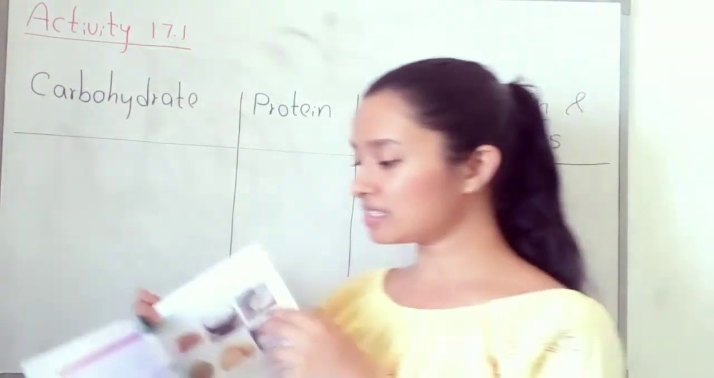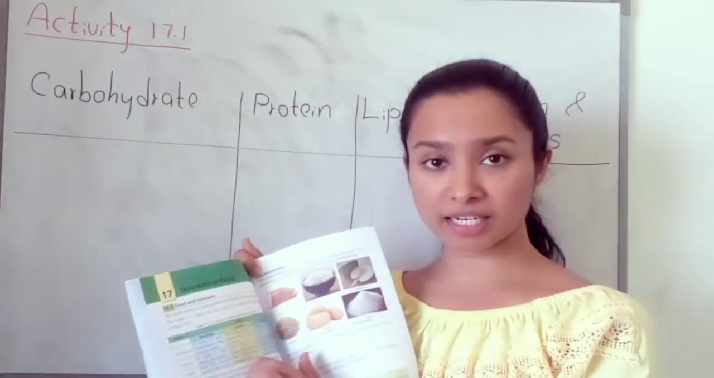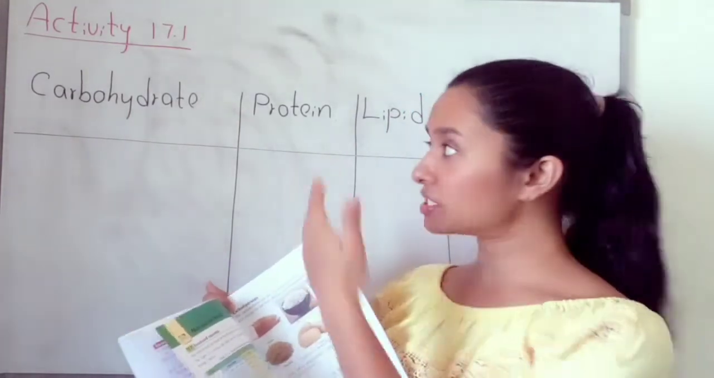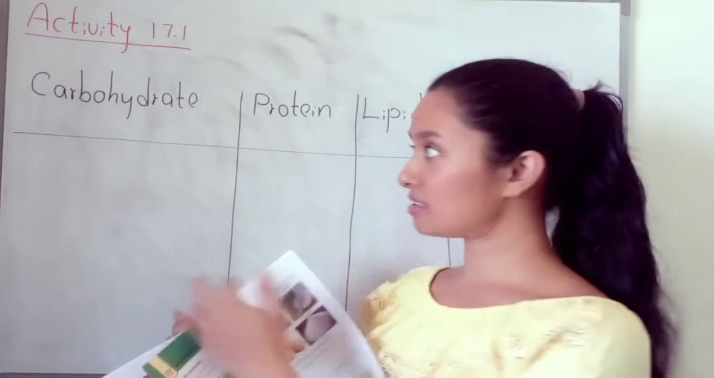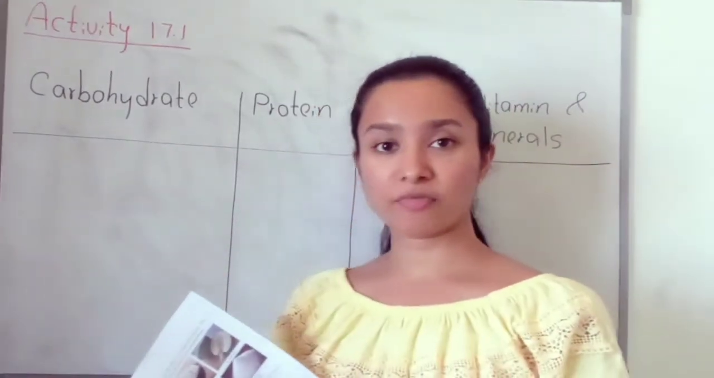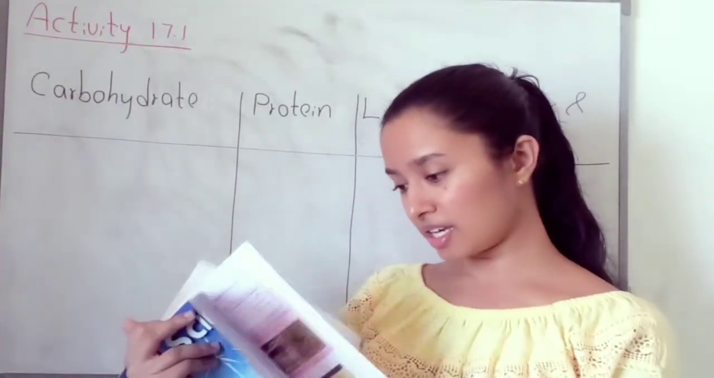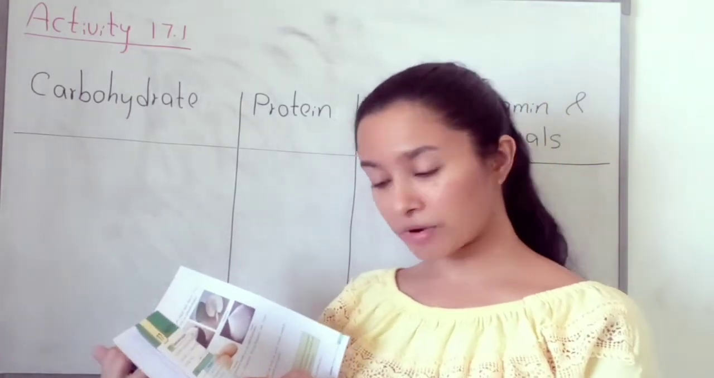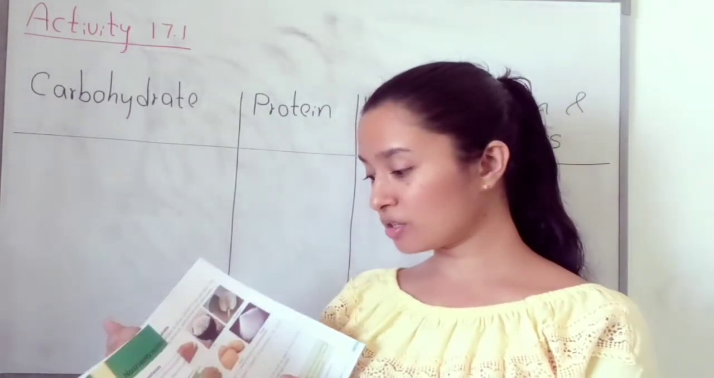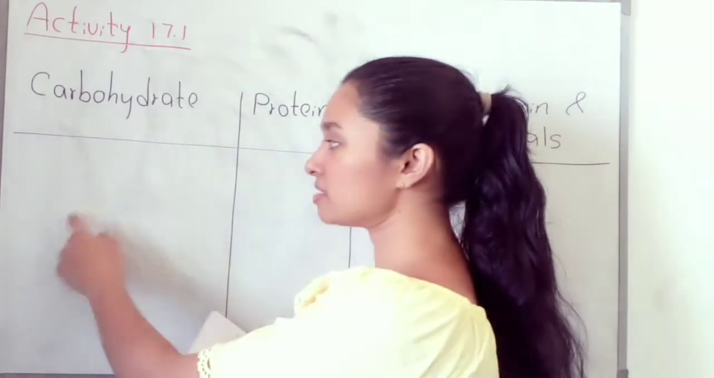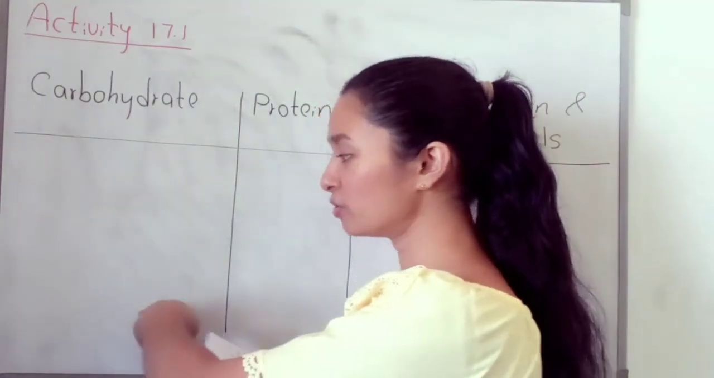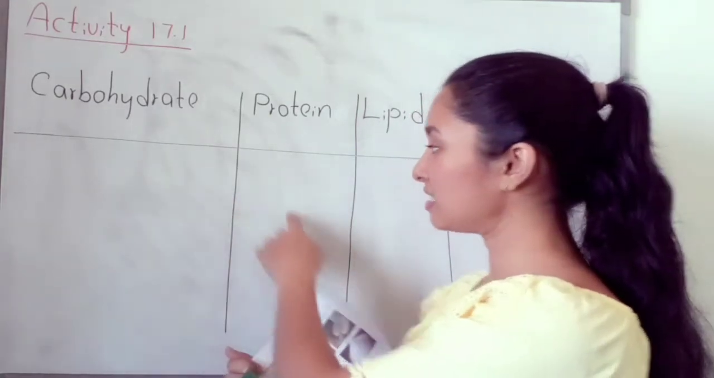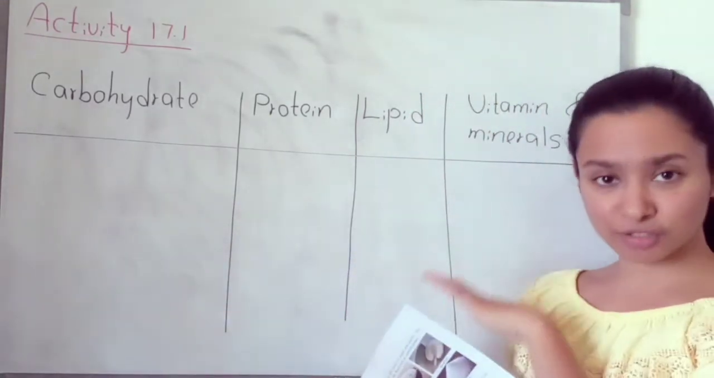You have to study this table. There are food items, so you have to write the food items which contain these nutrients. Carbohydrate. What are the food items? Here we can write string hoppers, bread, rice, noodles. You can choose the food items here and write it according to the nutrients.